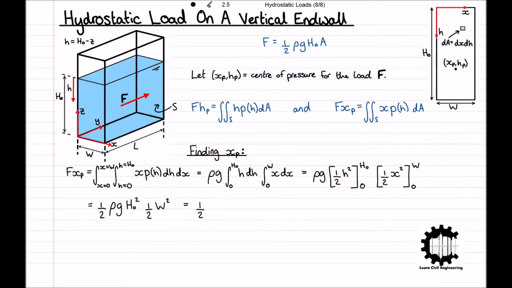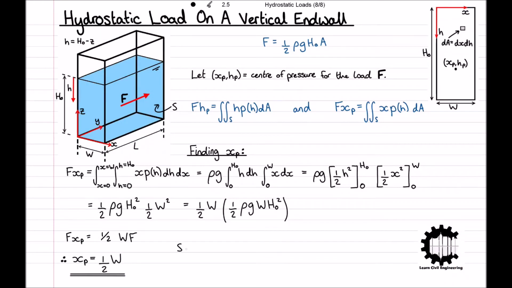We saw before that F is equal to 1/2 rho g w h naught squared, so we can factor this out of our answer to give Fxp equals 1/2 wF, and with the F's on either side cancelling out, we're left with xp is equal to 1/2 w. So, as expected, the centre of pressure, xp, lies along the vertical line of symmetry, which is just the centre line of the surface S.